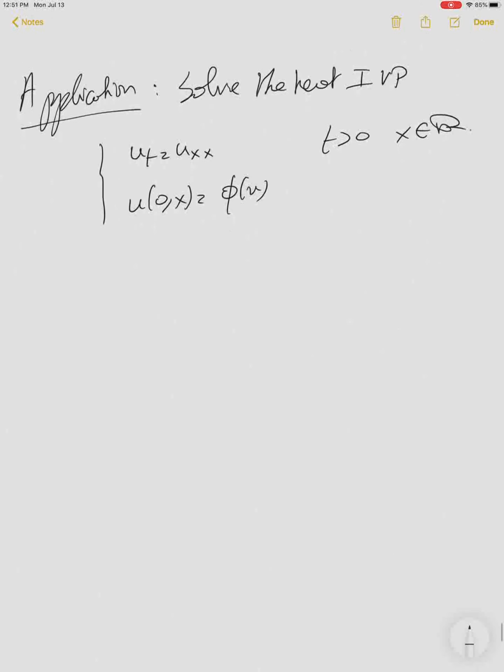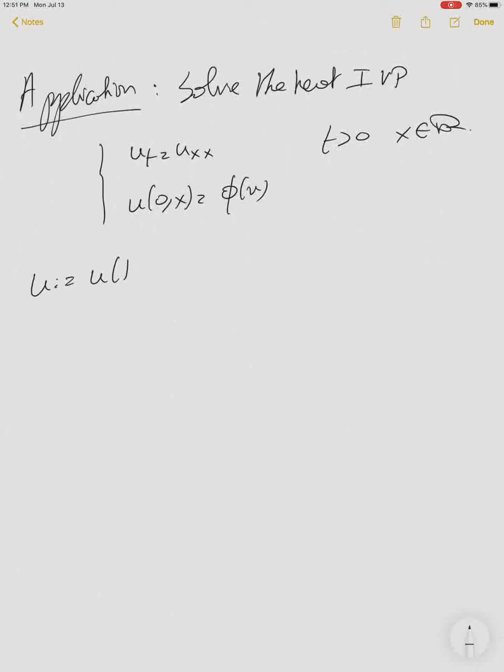Now I will do one application to partial differential equation and convolution. Application: solve the heat initial value problem u_t equal u_xx, u(0,x) equal phi of x, t positive, x in R. And this is your midterm, yes? So let's solve it using Fourier transform.